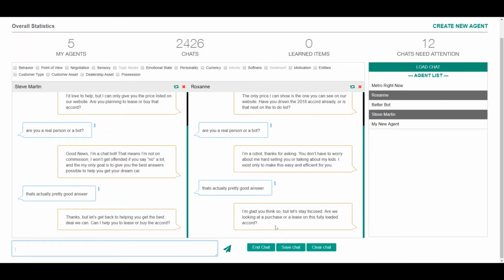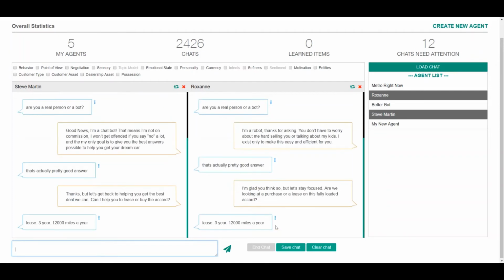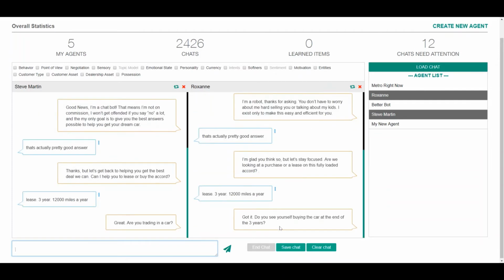Are we looking at a purchase or a lease on this fully loaded Accord? And let's give it a lot of information at once, right? So let's say a lease, 3-year, 12,000 miles a year. Great. Are you trading in a car? Got it. Do you see yourself buying the car at the end of the 3 years? Nope, not really.